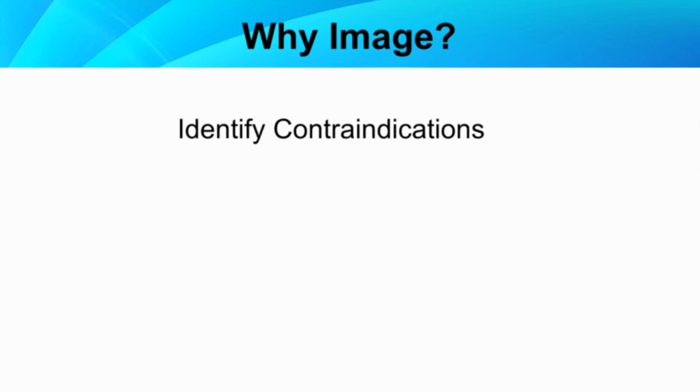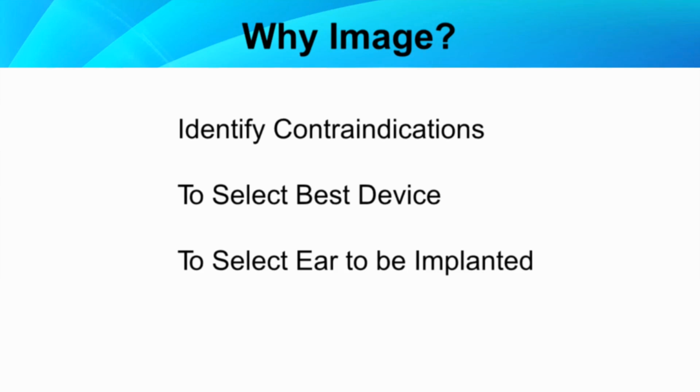Why do almost all cochlear implant centers routinely image potential cochlear implant recipients? Imaging is used to determine if contraindications to the implant procedure are present, to select the best device for a particular patient, to help select the ear that should be implanted, and to clarify the individual candidate's unique surgical anatomy.